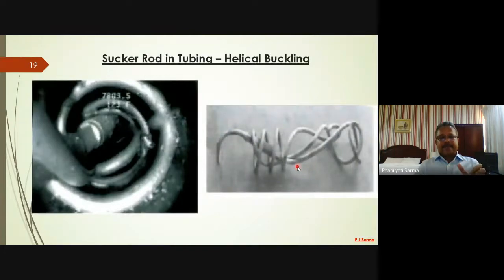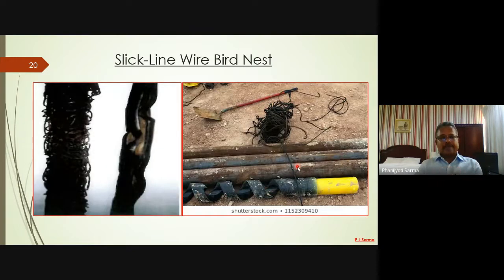And this is another picture. The well is completed with a sucker rod pump, and in the process of operation, the sucker rod fails. It got helical buckling. Another failure: we are doing a lot of light intervention with slickline or electric line, and in the process of the downhole condition or equipment failure, the wire may be left in the hole, and sometimes it gets burnished and it obstructs the production. So with the workover, this failure is getting rectified.